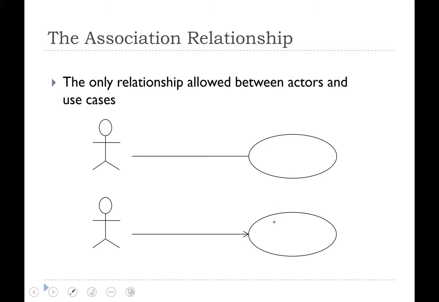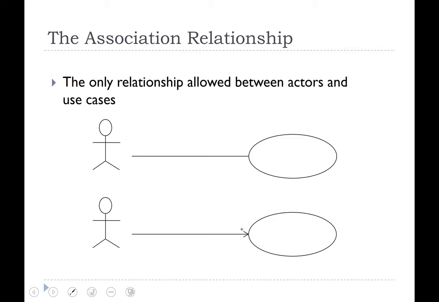Now, the arrow means that if I'm seeing an arrow going from the actor to the use case, it means that every time this interaction is initiated between the use case or the system and the actor, it is the actor that always initiates it. It's the one that always begins it. Can you give me a good example of this? Putting the card in the machine. Yeah, the using of the phone or even putting the card in to withdraw cash, right?